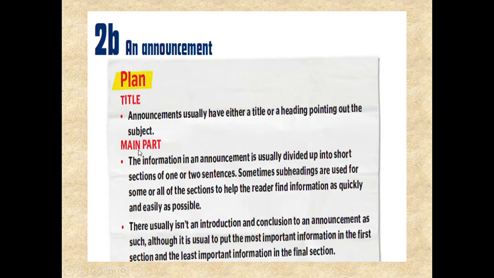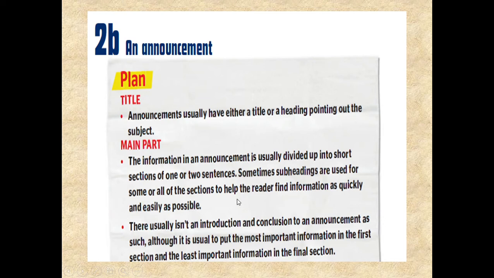What about the main part? The information in an announcement is usually divided up into short sections of 1 or 2 sentences. Sometimes subheadings are used for some or all of the sections to help the reader find information as quickly and easily as possible. For example, when, what, where, duration, like this. There usually isn't an introduction and conclusion to an announcement as such, although it is usual to put the most important information in the first section and the least important information in the final section.